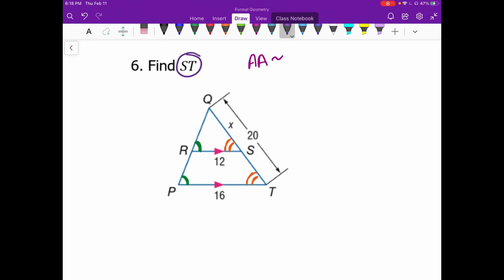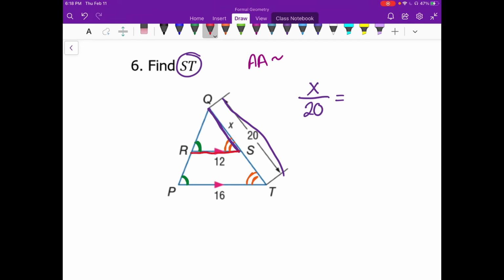So I'm going to make a proportion using x. X is right here, it's side QS. That's going to go on the top of my proportion. The bottom of that is going to be the corresponding side measure, which is, in this case, 20. 20 goes on the bottom. And that is equal to a second proportion for two other corresponding sides.